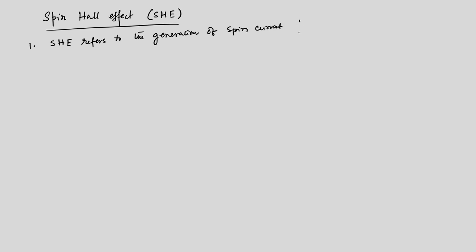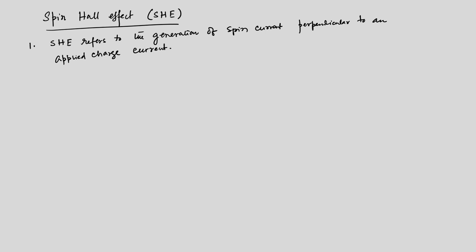It's abbreviated usually as SHE. You'll see another called the ISHE, which is the inverse spin Hall effect. So let me write a few salient features. A spin Hall effect or SHE refers to the generation of spin current perpendicular to an applied charge current. So what's a spin current? We'll just see in a while through some illustrative diagrams.